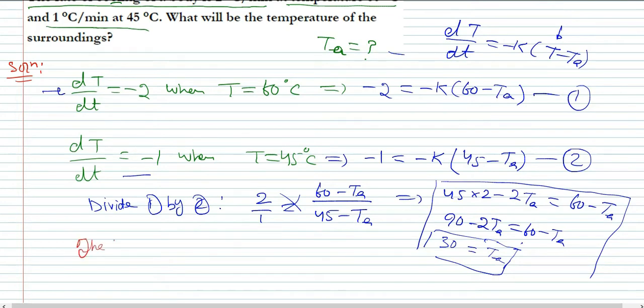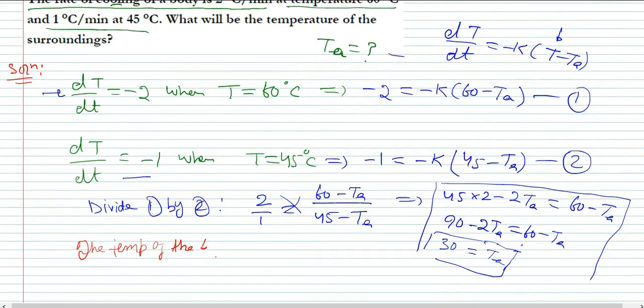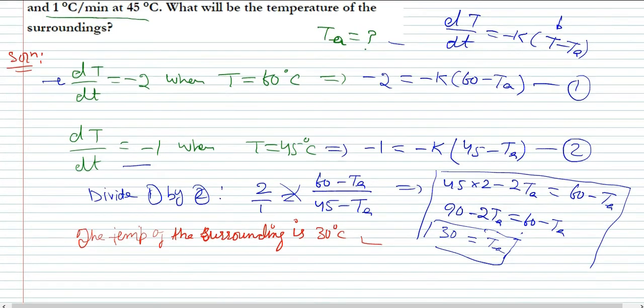Here we find the solution, so we can write the temperature of the surrounding is 30 degree centigrade. Very good. Now let's move on to another problem.